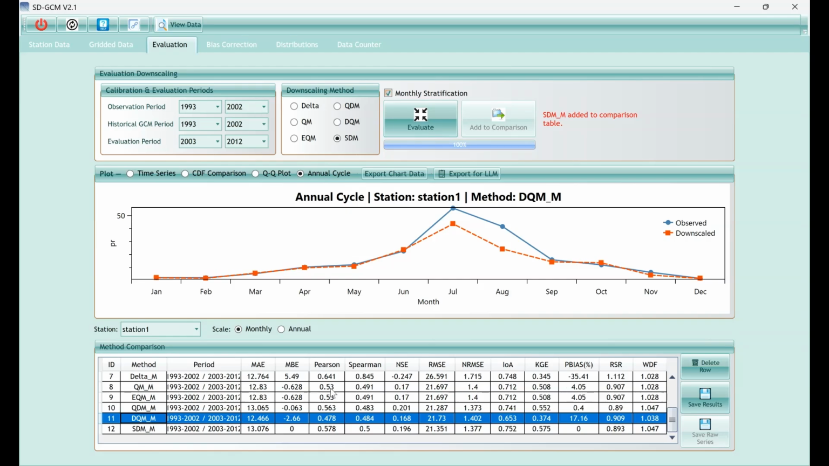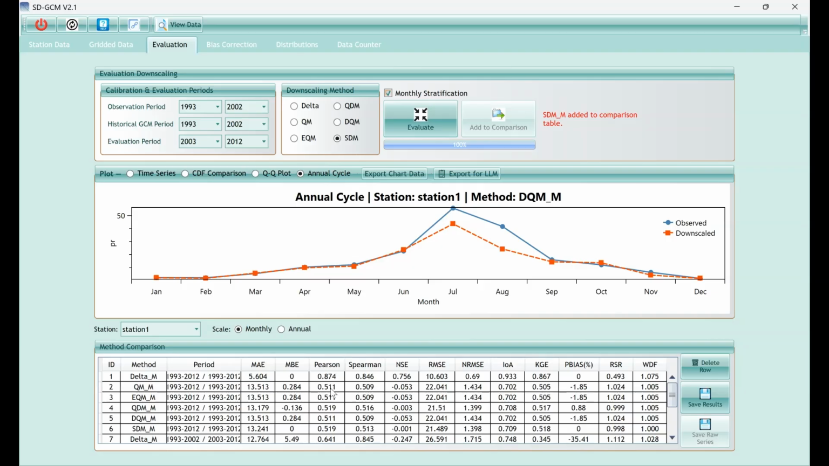Let's first look at the overlap experiment. Among all the methods, the delta method achieved the highest Nash-Sutcliffe efficiency, or NSE, with a value of approximately 0.76. It also produced the lowest RMSE and the highest index of agreement. These results indicate that, for this dataset, the delta method reproduces the observed precipitation more accurately than the other evaluated methods. Now, let's examine the independent validation experiment.